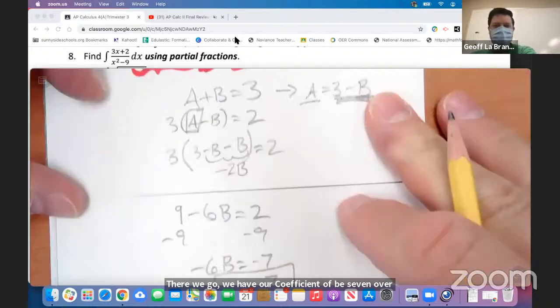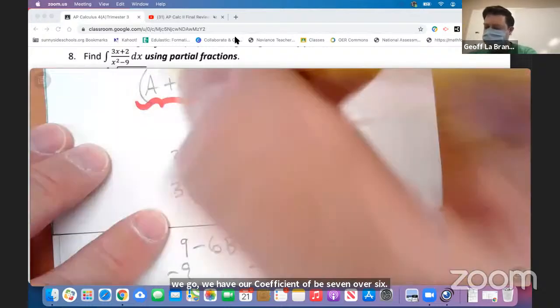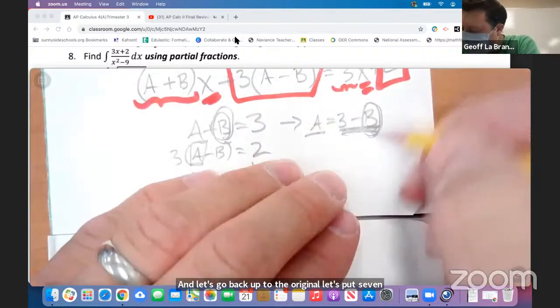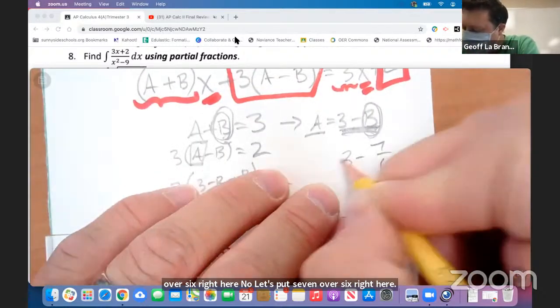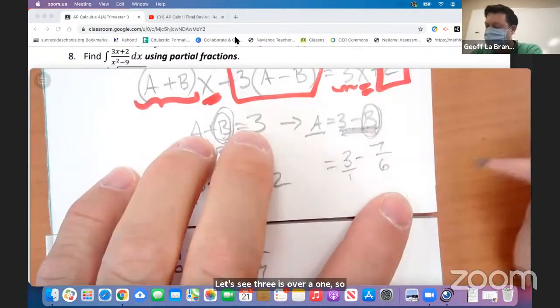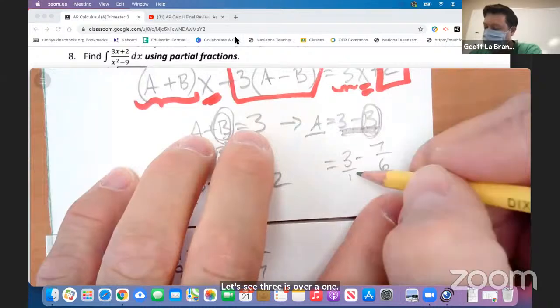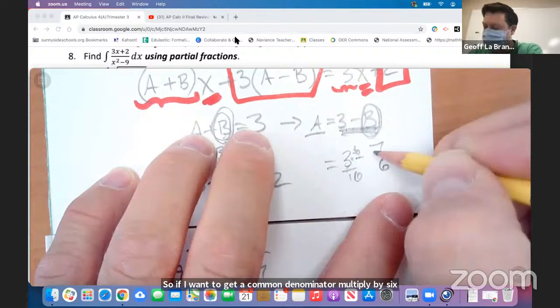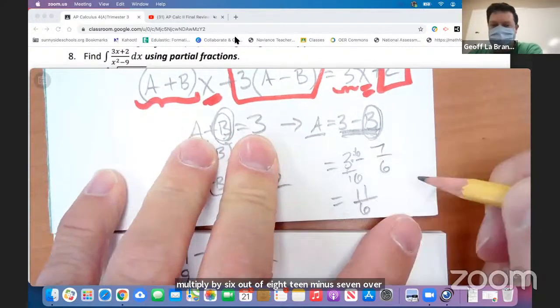And let's go back up to the original. Let's put 7 over 6 right here. No, let's put 7 over 6 right here. 3 minus 7 over 6. Let's see, 3 is over a 1. So if I want to get a common denominator, multiply by 6, I'd have 18 minus 7 over 6, 11 over 6. That's a.